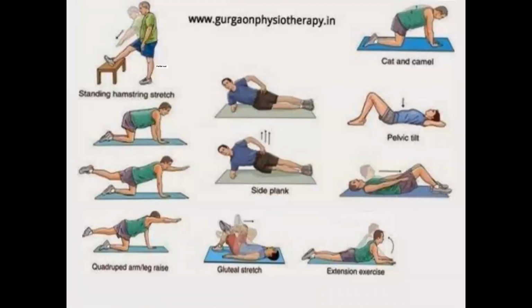Here you can see the picture. This is the picture of standing hamstring stretch. Here you can see the quadriceps arm and leg raise. These are the side planks. This is gluteal stretch. Here you can see extension exercise of lumbar. This is pelvic tilt. And here this is cat and camel exercise.